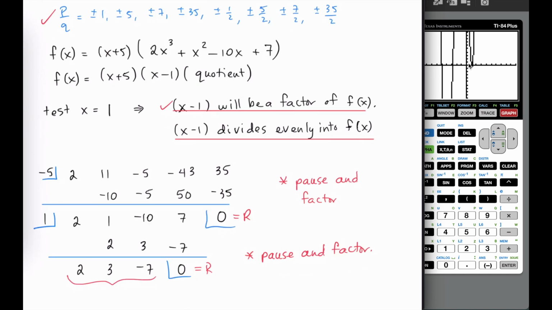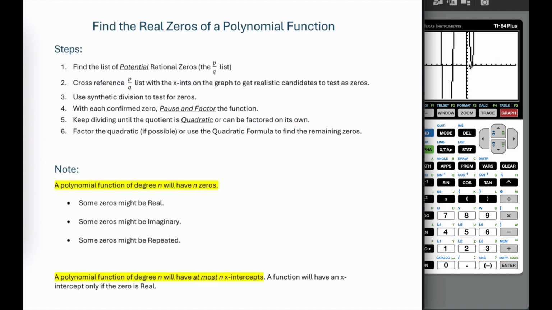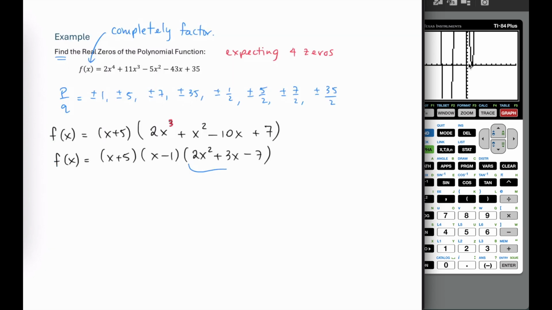Here are the coefficients of that quotient. The quotient is going to be degree 2. So this 2 is going to be the leading coefficient on the x squared term. 3 is going to be the coefficient on the x term, and minus 7 is going to be the constant. Let's come back up to our steps for just a moment to notice step 5, that we continue with this process until we come down to a quotient that's quadratic. Sometimes that quadratic quotient can be factored on its own, and we don't need the P over Q list or the graph to help us to do that. We now have a quadratic quotient here, but unfortunately this quadratic does not factor using our AC method.